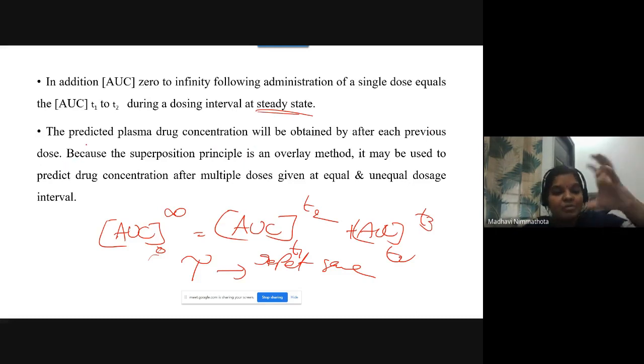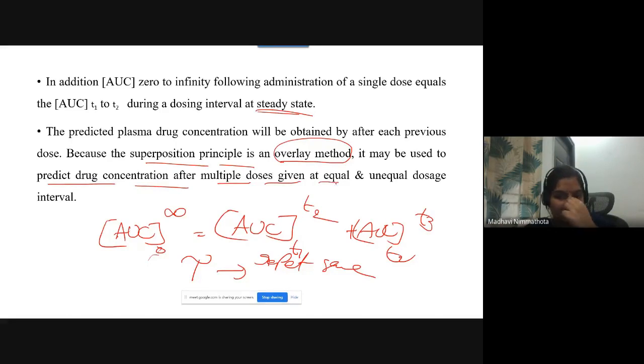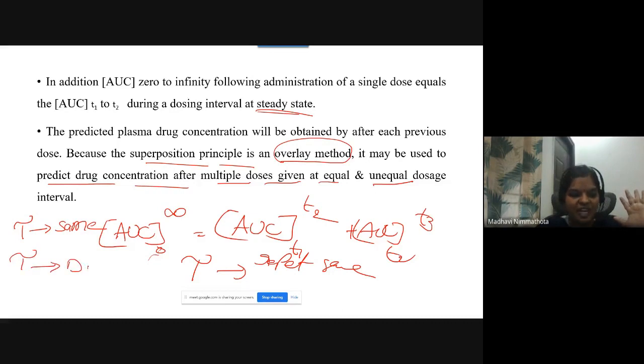So here we will predict some plasma drug concentration. That predicted plasma concentration, which will be obtained by each previous dose, because of the superimposition principle, will be overlaid. It may be used to predict the concentration after multiple doses given at equal or unequal dosing intervals. See what I told you previously. In some cases, your dosing intervals will be the same. In some cases, your dosing intervals will be different.